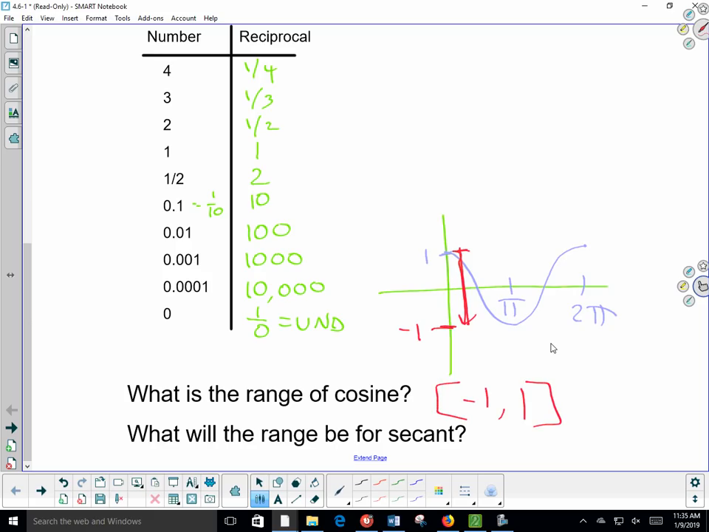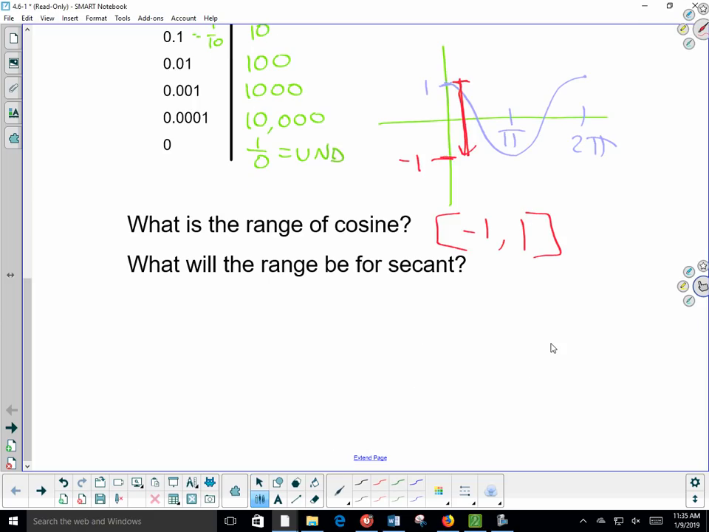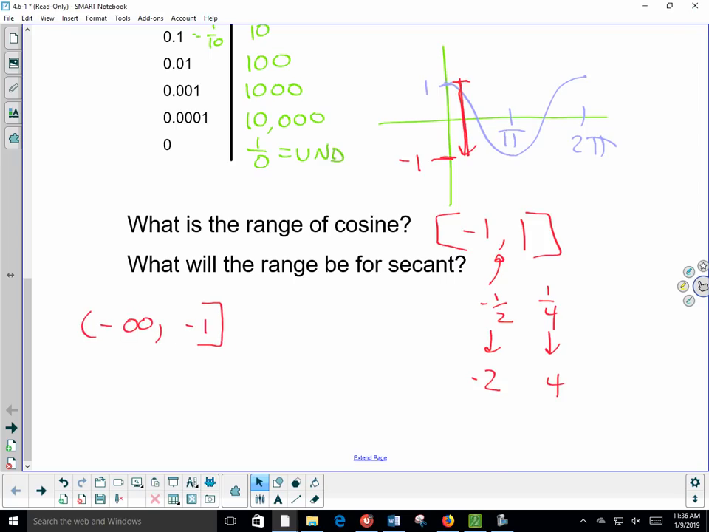So what's going to be the range for secant? Well, we want 1 over all of those values. So if we want 1 over -1, that is going to be -1, but what's another number in this set, like -1/2? Well, the reciprocal of that is -2, right? And maybe +1/4. Well, the reciprocal of that is +4, and so on. So as we're going to see, the range for secant is going to be all real numbers except for anything in between -1 and 1. So our range is going to be -infinity to -1 with a bracket, union with bracket 1 to +infinity. All right, that's going to be the range for secant.